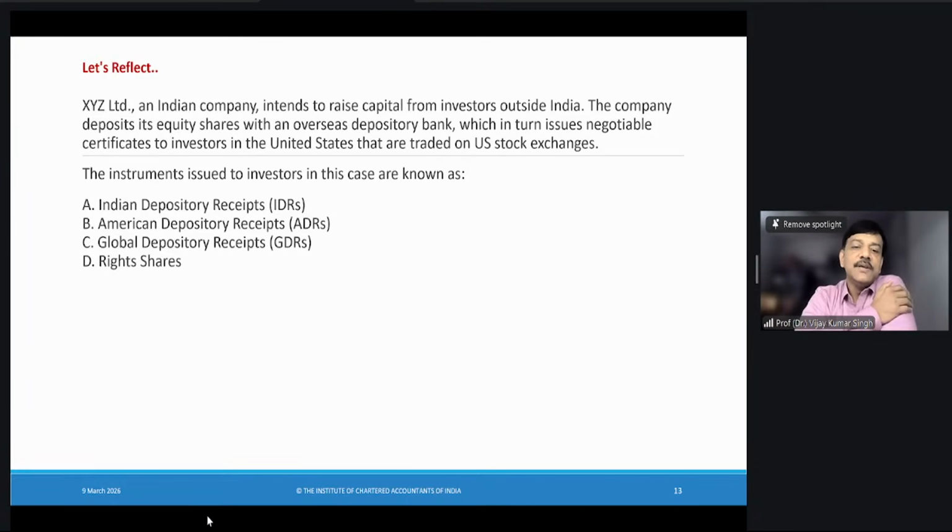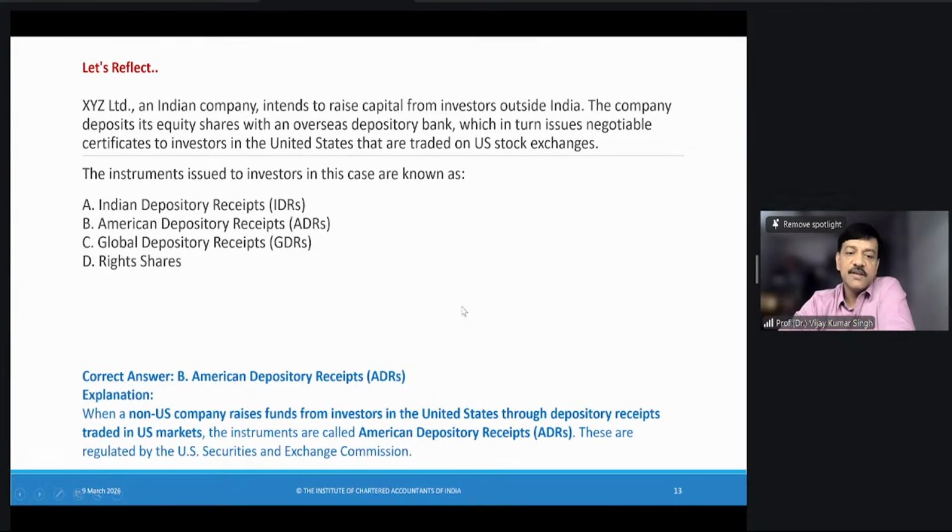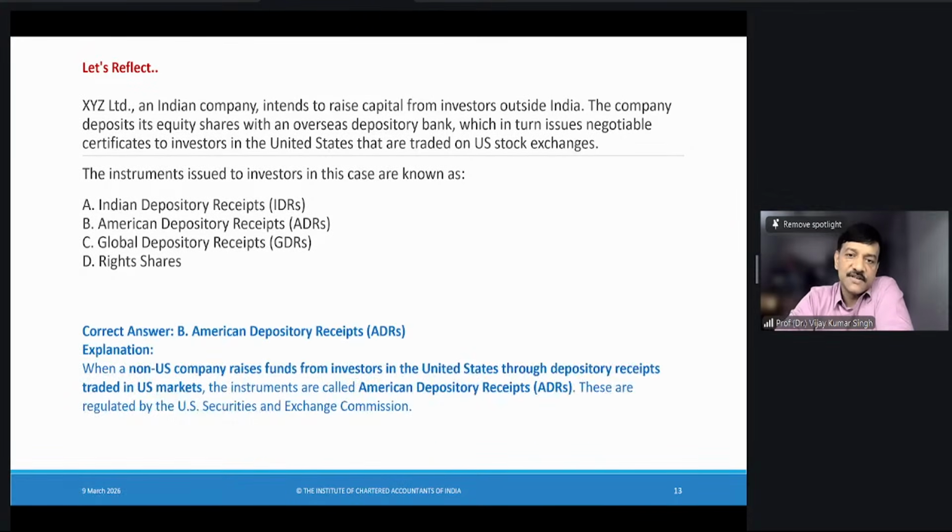Okay. B, and most of you answered B, and many of you have answered C as well. So friends, those who have answered B, that is the correct answer. That is American depository receipt. It is specific, okay? US stock exchanges, United States. So it is an American depository receipt. Any non-US, it will be global depository receipt, okay? So this is about the American depository receipts.